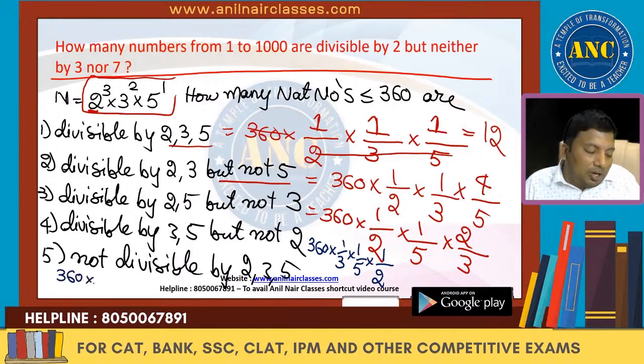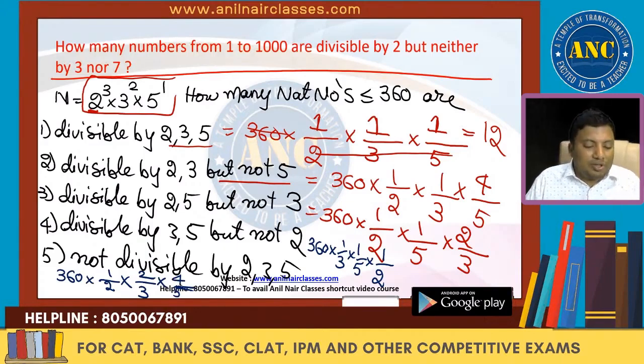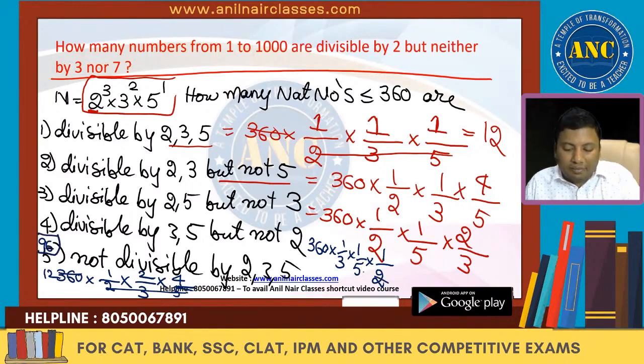So out of 2 numbers, 1 number is divisible, 1 number is not divisible. Out of 3 numbers, 1 number is divisible, 2 are not divisible. Out of 5 numbers, 1 number is divisible, and 4 are not divisible. So these are nothing but 30 12s are 360, 12 8s are 96. These are nothing but 15 2s are 30, it is nothing but 12.